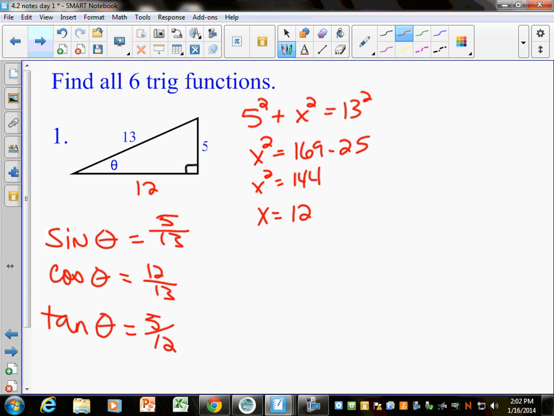Once I do sine, cosine, and tangent, I don't even look at the triangle anymore, because I know the reciprocals. I'm just going to flip each one of these over. Just make sure you put the right one with the right function. So sine's reciprocal is cosecant, and if sine is 5 over 13, cosecant is 13 over 5.